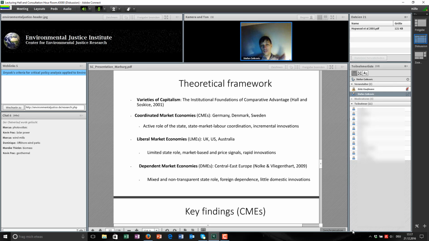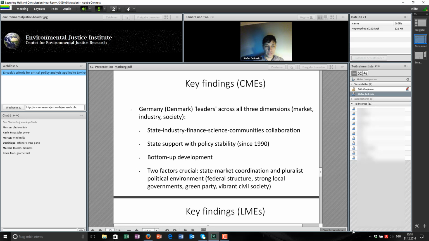And so we looked at these three models of capitalism and tried to see whether we can link different developments of renewable energy with these three different models of capitalism. So in other words, whether these three models of capitalism develop renewable energy sectors differently. And basically, here are our key findings.